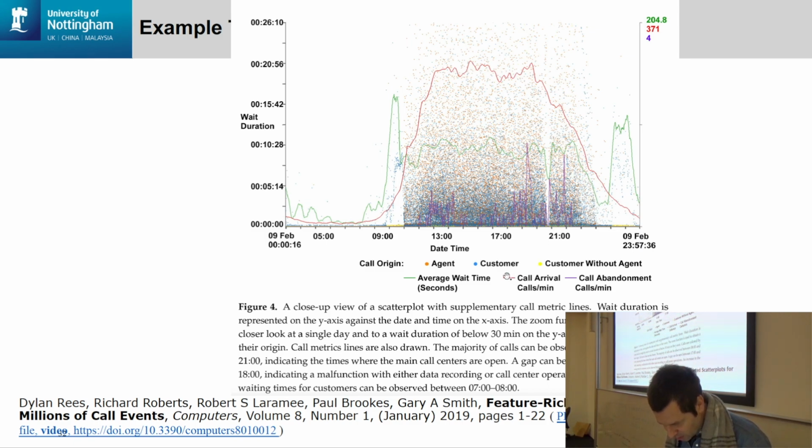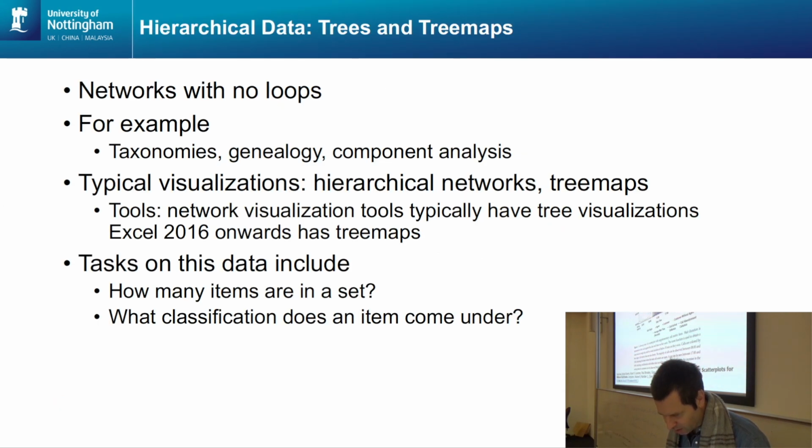And we can see things like the average call duration, right? That's what this line is. Average wait time, average call duration, number of abandoned calls, and so on. And we can see, for example, these are the long calls.